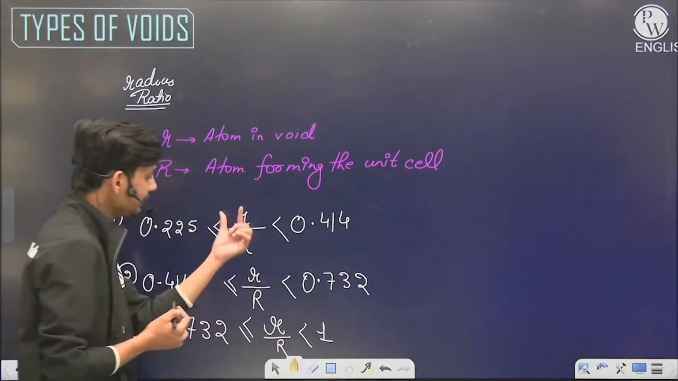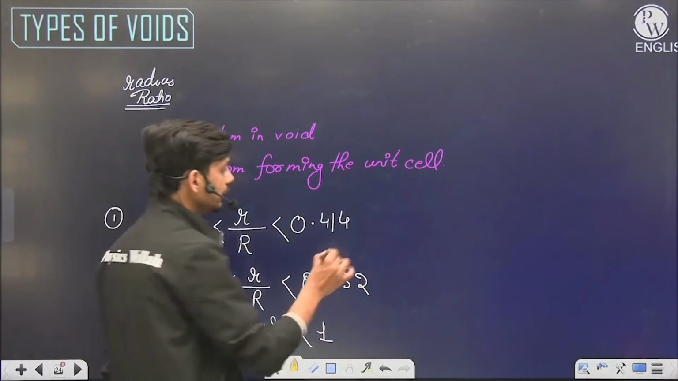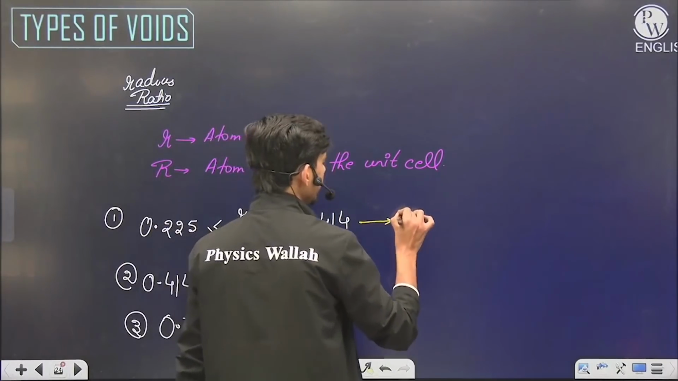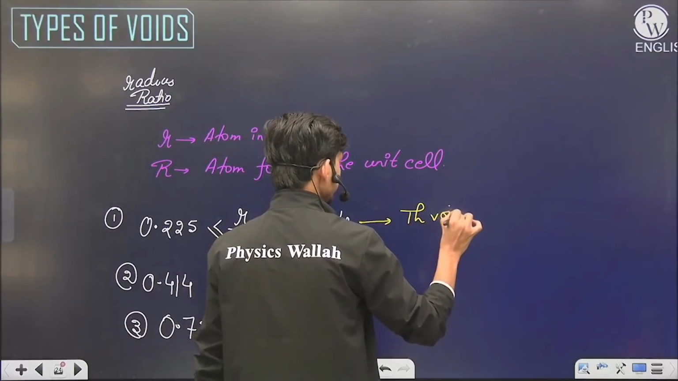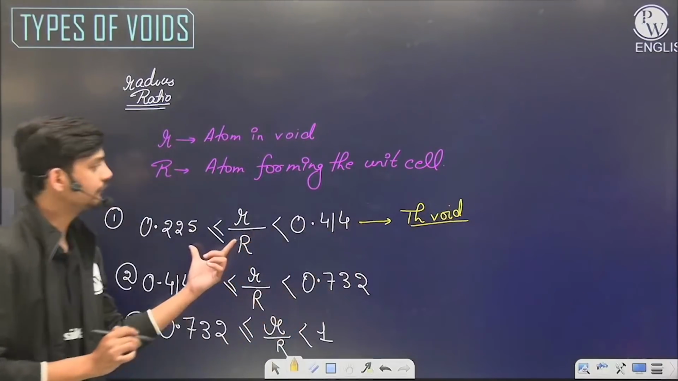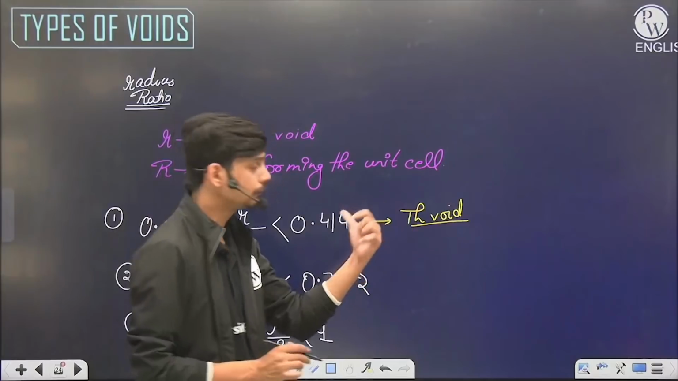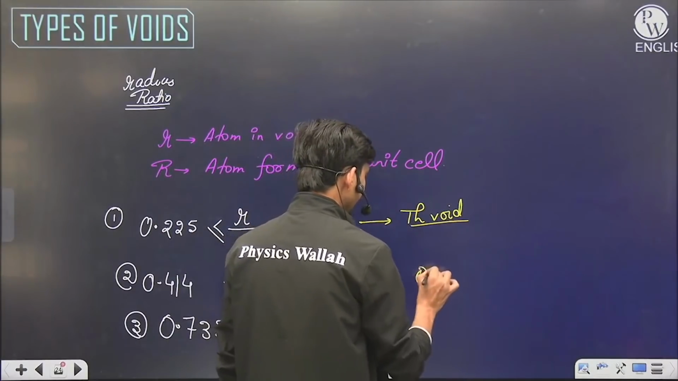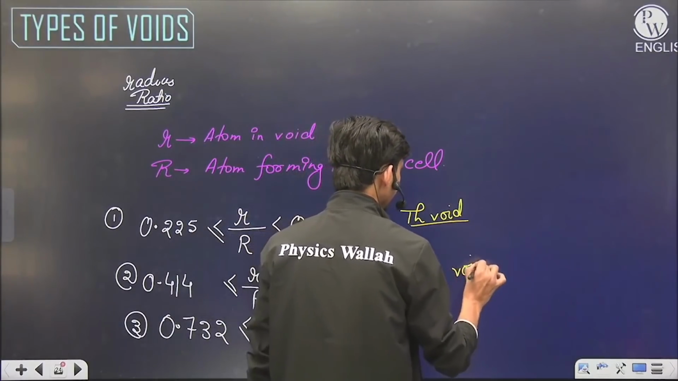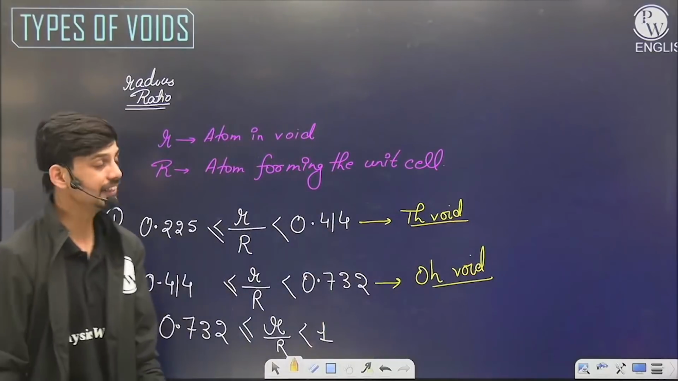So as the radius ratio increases, the size of the atom increases, and it tries to occupy the bigger void. The first slab is for tetrahedral void, that means the coordination number is 4. The second slab is for octahedral void, that is, the coordination number will be 6.